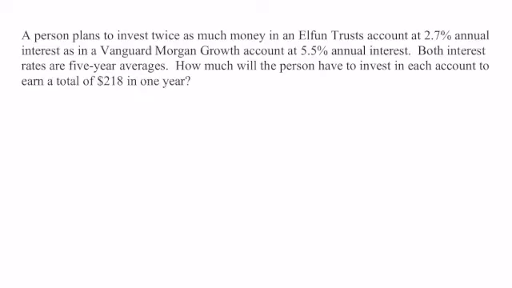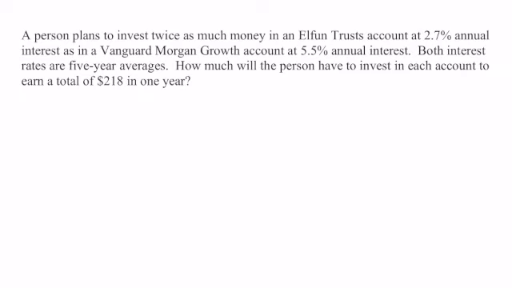Let's look at an example of a problem situation where accounts are growing with interest. A person plans to invest twice as much money in an Elfin Trust account at 2.7% annual interest as in a Vanguard Morgan Growth account at 5.5% annual interest. Both interest rates are 5-year averages. How much will the person have to invest in each account to earn a total of $218 in 1 year?